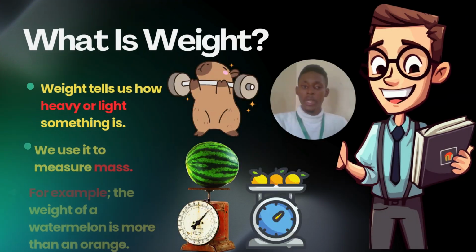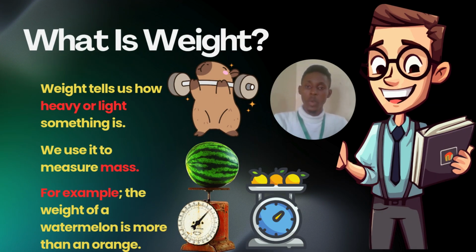So what is weight, guys? What is weight? Weight tells us how heavy or light something is. We use it to measure mass. For example, the weight of a watermelon is more than an orange.